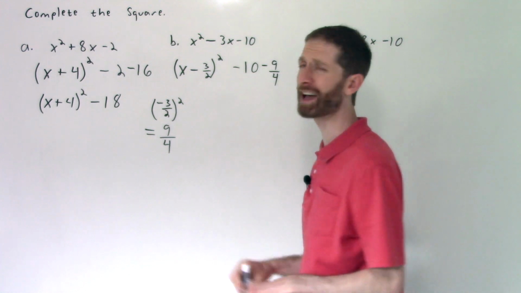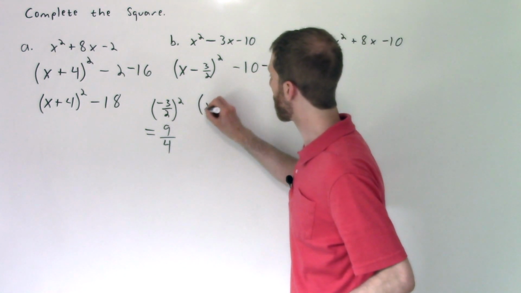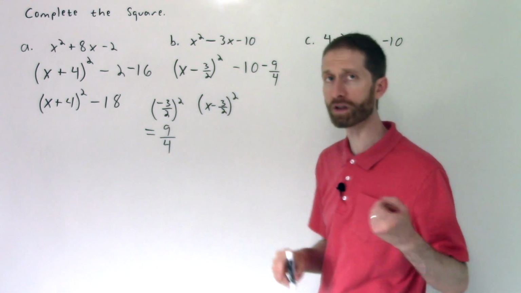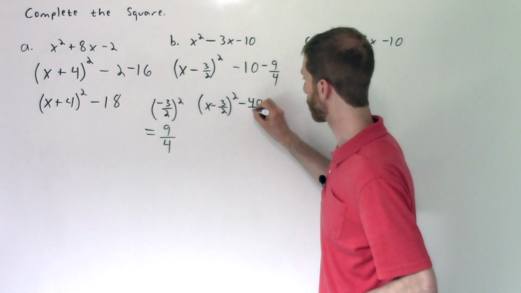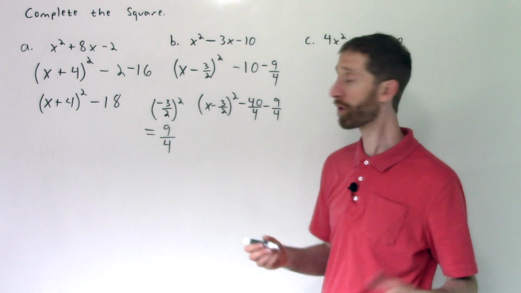And you might be like, fractions, we can deal. So we've got x minus 3/2 squared. 10 is 40/4. We need fourths to combine like terms, right? 40/4 minus 9/4. And I know that's gross, but we're almost done.